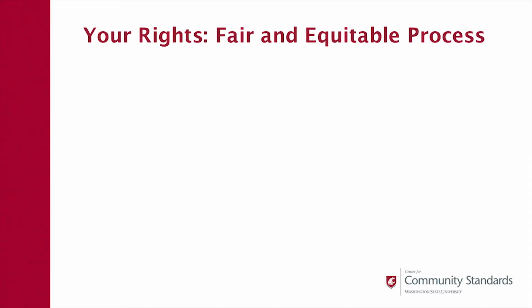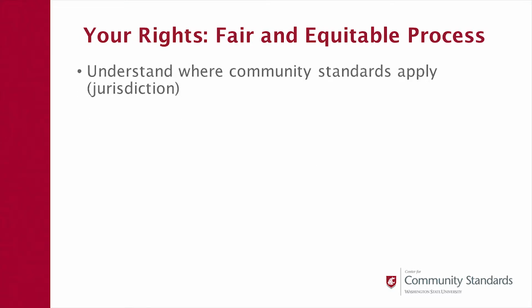Finally, you have a right to a fair and equitable process. First, you have the right to understand where the community standards apply. This is commonly known as jurisdiction. Community standards apply to individuals from the time of application to WSU until awarding of a WSU degree. The community standards also apply to all behavior that occurs on university premises, during university-sponsored activities, online behavior, and off-campus behavior when it negatively affects the university community.